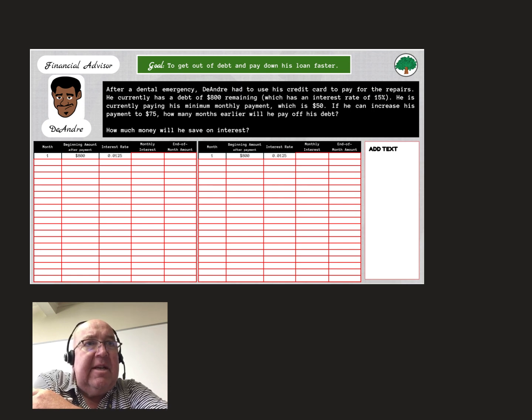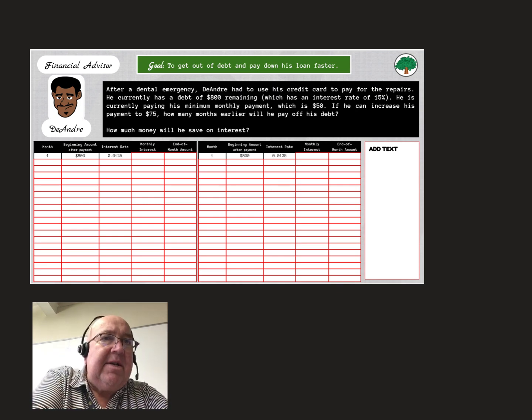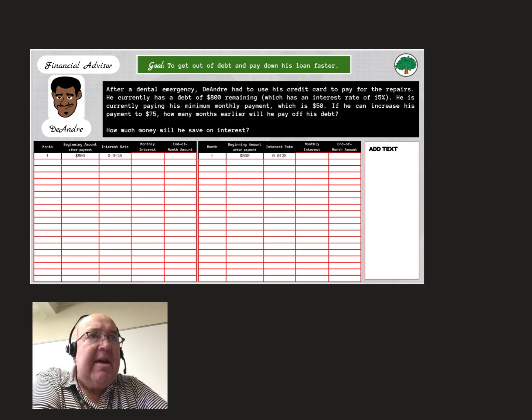On the left side, he's going to be making $50 payments. On the right side, he's going to be making $75 payments. And then you need to calculate how much money he'll save on interest and how many months earlier he would pay off the loan, the credit card.